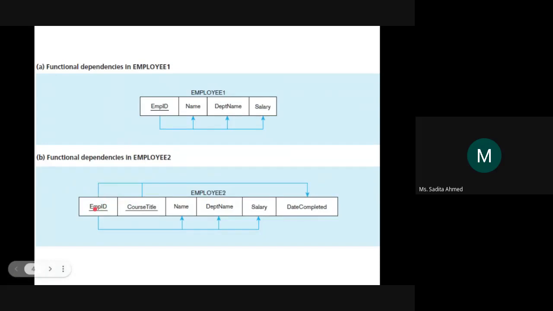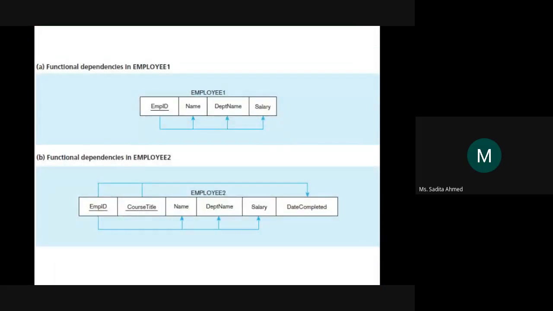If we get rid of emp id from the primary key, if we make only course title the primary key, in that case, what's the problem? The property of unique identification is destroyed because course title alone cannot uniquely identify all the rows. There could be multiple employees doing the same course. If a single course is done by multiple employees, then in multiple rows you'll have the same course title, and hence it's not going to be unique anymore. The property of unique identification is destroyed.